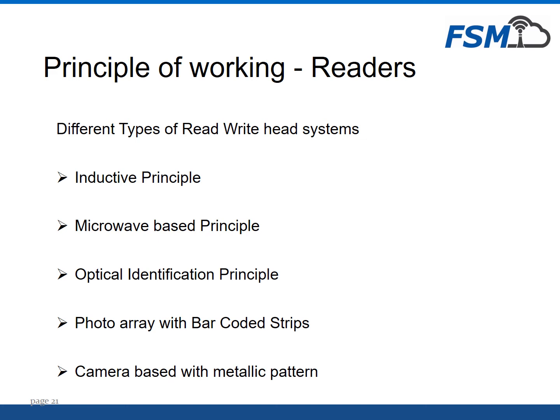An important part to be remembered is that such ID systems also are categorized according to their principle of operation. Primarily speaking, you can have an inductive principle working in industrial domain, a microwave, as you would imagine. Alternatively, an optical identification system, which is largely the barcodes as we generally know. But then industrially speaking, you can also have a photo array with barcoded strips and camera-based identification, which we will see in subsequent slides.